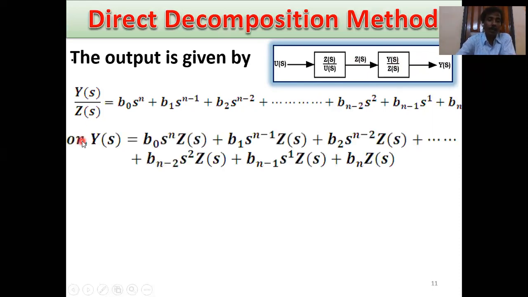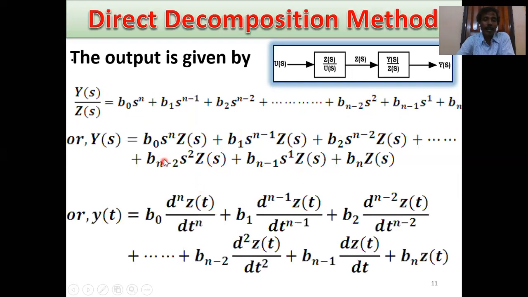So multiply Z(s) into b0 s to the power n, Z(s) into b1 s to the power n minus 1, Z(s) into b2 s to the power n minus 2, Z(s) into bn minus 1 s to the power 1, Z(s) into bn, and Y(s) equals this term. Taking inverse Laplace transform, we get first the value b0, and this is the nth order differential equation.